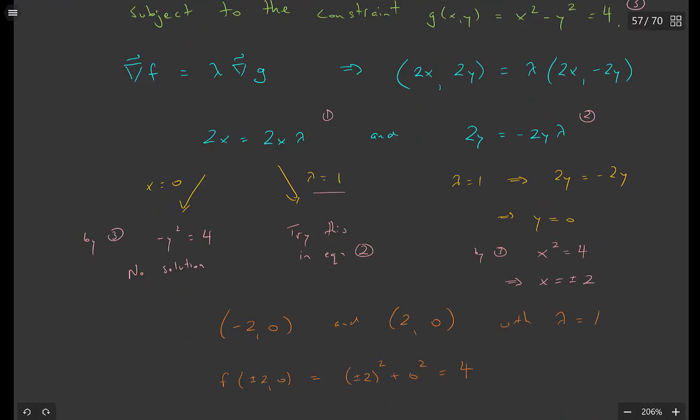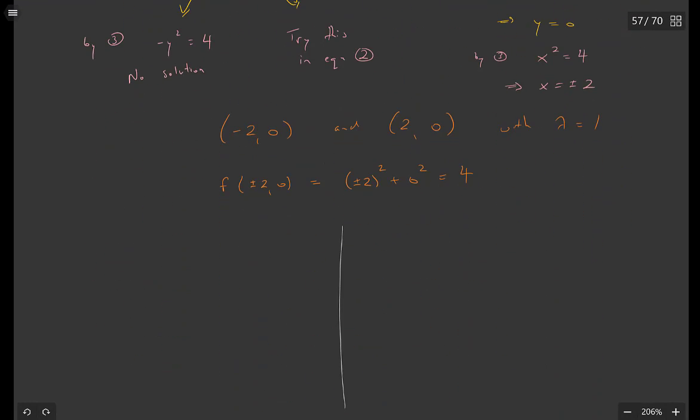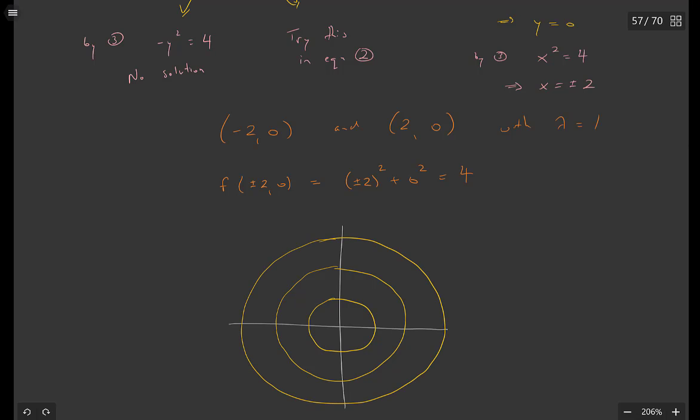So if we wanted to sketch this problem, what we'd be looking at is basically saying, consider the level curves of the function f. These are a bunch of circles. And now find the smallest possible circle that has x and y values sitting on the hyperbola x squared minus y squared is equal to 4. Well, that hyperbola looks something like this.